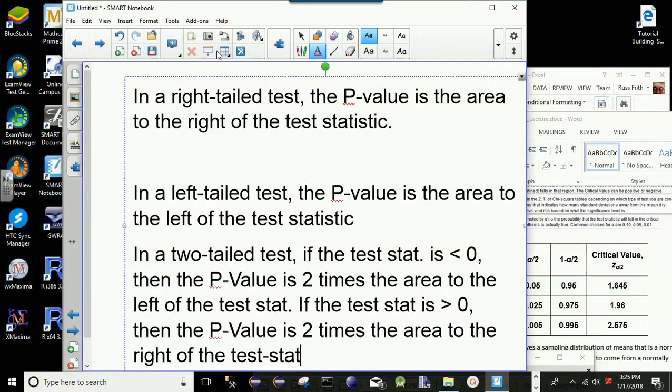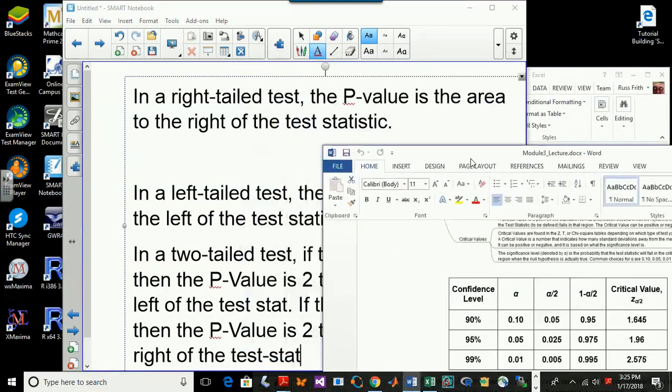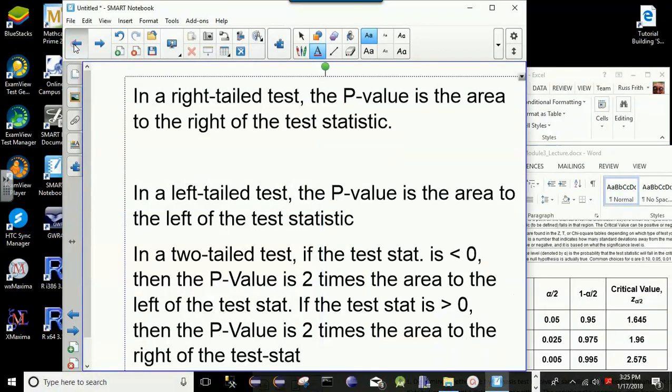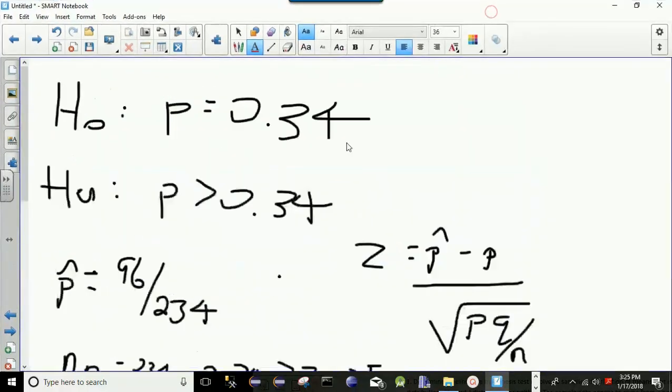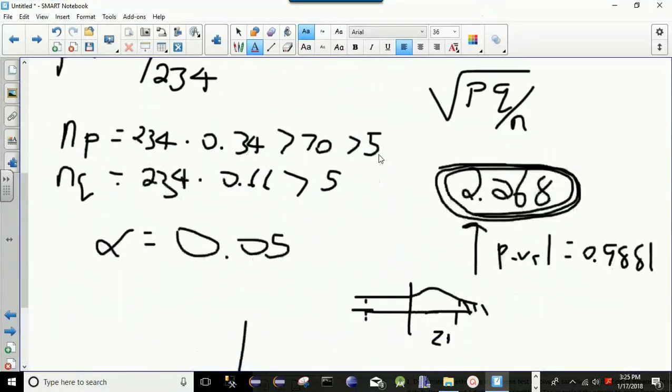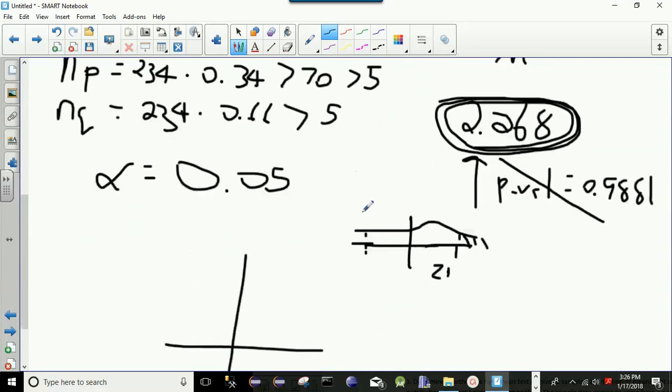Okay, so the p-value for this particular problem, again, was 0.0119. No, it's not 0.88. That's incorrect. That is wrong. So let me X that out. Sorry about that. Okay, so it's a right-tailed test.